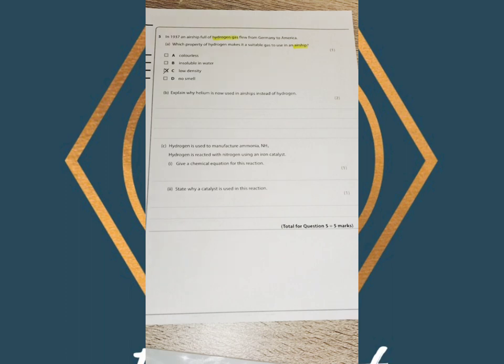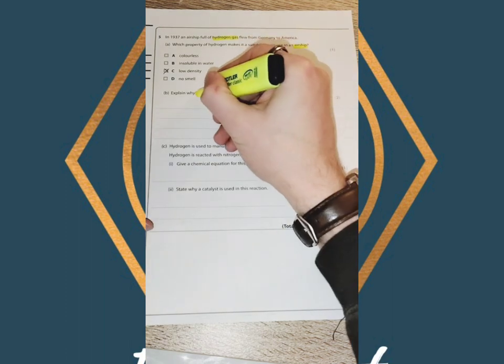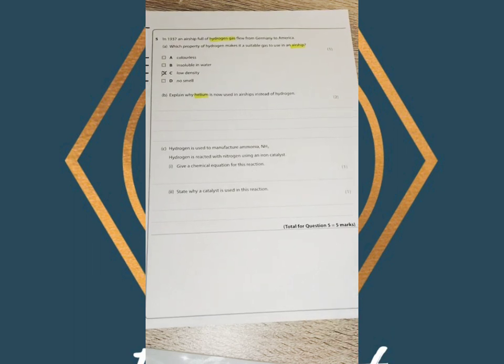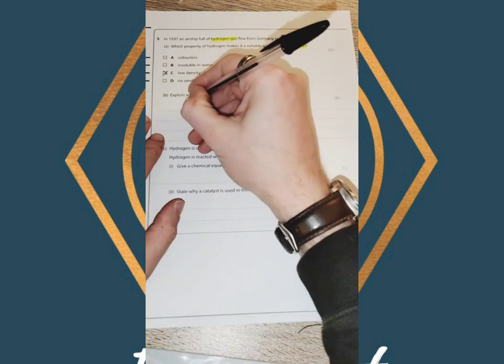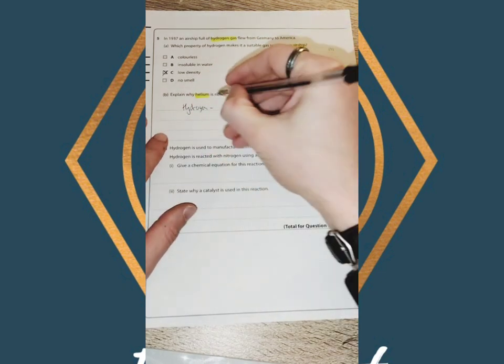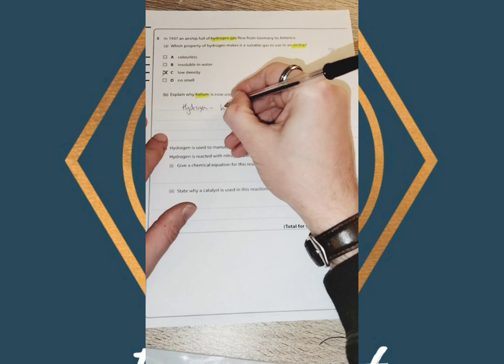Explain why helium is now used for airships instead of hydrogen. Well, again, if you know the historical context here, the Hindenburg disaster was caused by the flammable nature of the hydrogen. So let's bring that in. Okay, first of all, hydrogen is a flawed gas to choose because it is highly flammable.